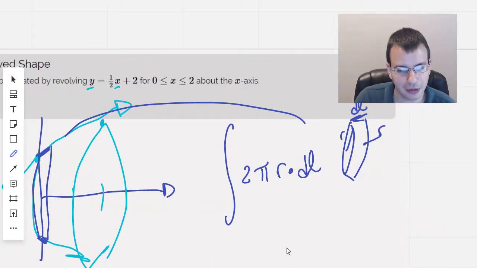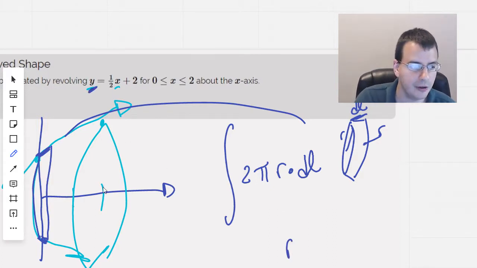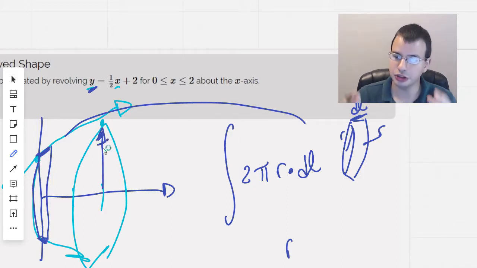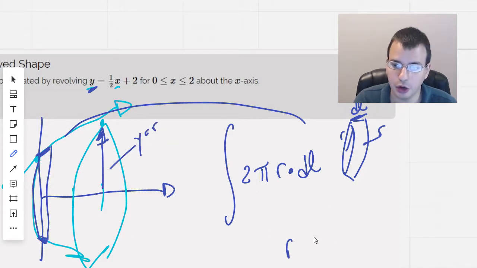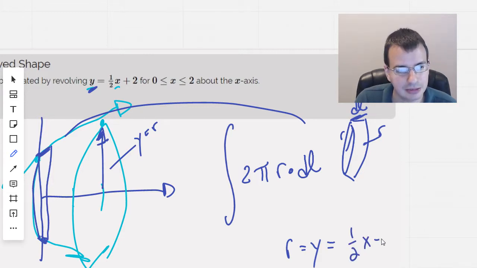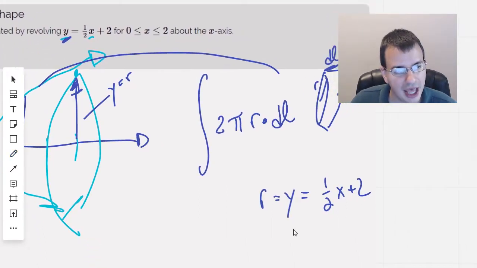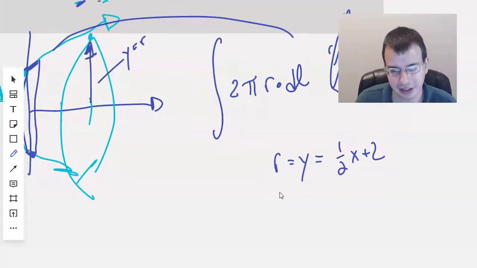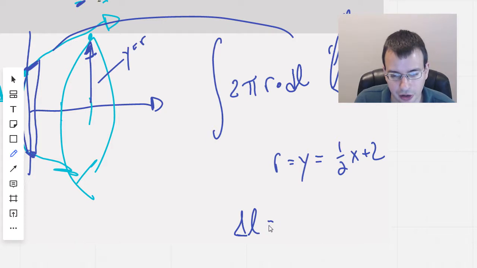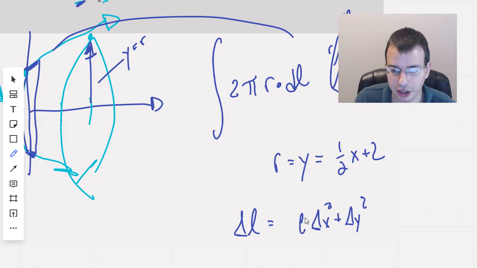And so we find out what the r is going to be, because our r is just going to be our y value. If we look over here, this will be the radius of our circle cylinder tube that we have. And so that will be y, which will also be our radius. So r will be y, which will be 1/2 x plus 2. Now dl, on the other hand, we're going to have to look for the arc length. So I'm going to say that a small amount of L will be a small amount of x plus a small amount of y, each of them squared and square rooted.